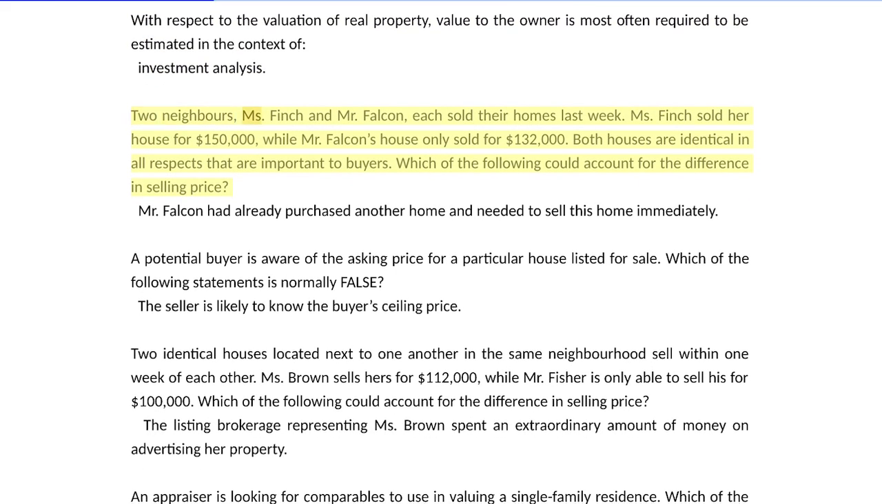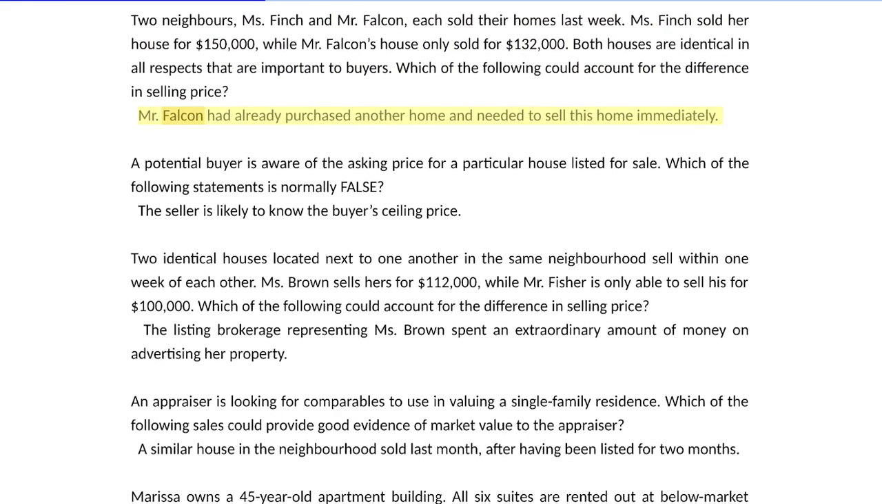Two neighbors, Ms. Finch and Mr. Falcon, each sold their homes last week. Ms. Finch sold her house for $150,000, while Mr. Falcon's house only sold for $132,000. Both houses are identical in all respects that are important to buyers. Which of the following could account for the difference in selling price? Mr. Falcon had already purchased another home and needed to sell this home immediately.